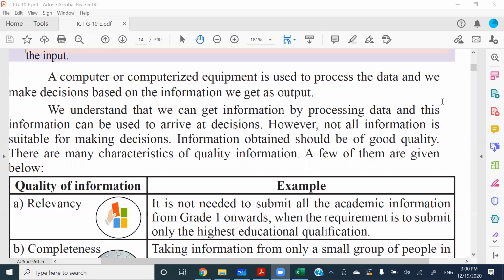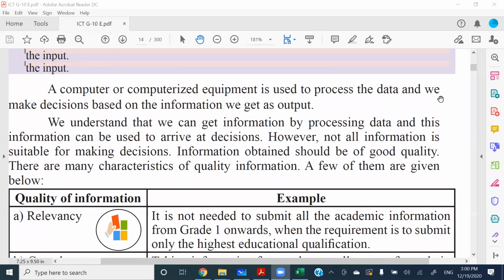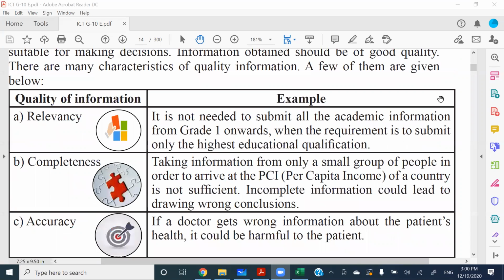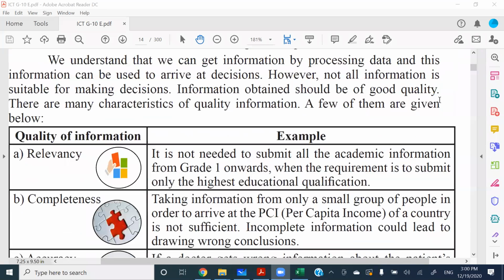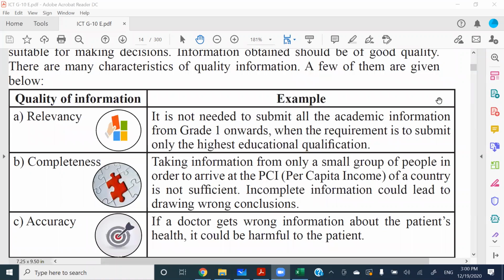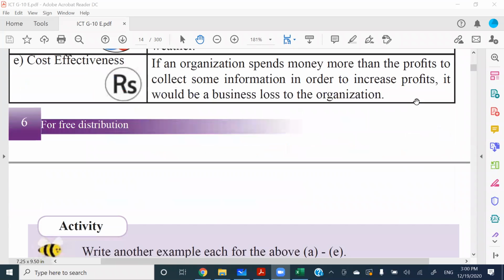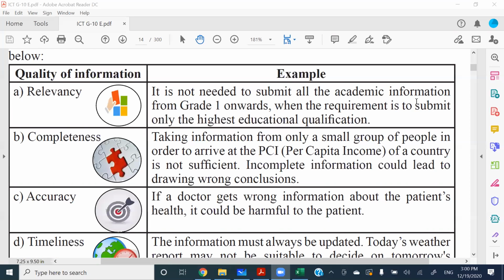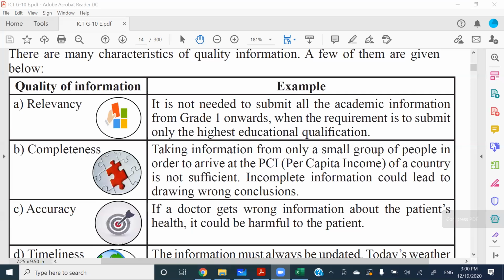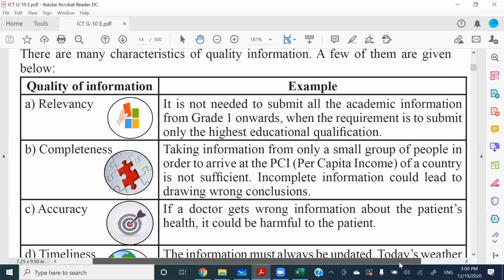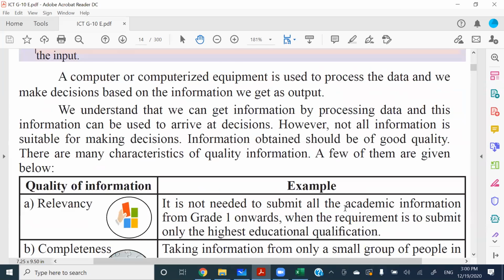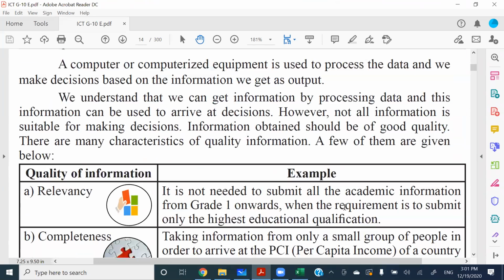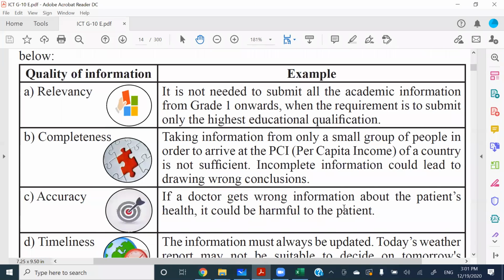And now we are coming to a very important place where we have to learn about the qualities of information, right? Now these are the qualities of information. Why do we need quality information? Because when we have quality information, we can have quality decisions. That is why we want quality information, right? So let's see what the qualities of this information are.